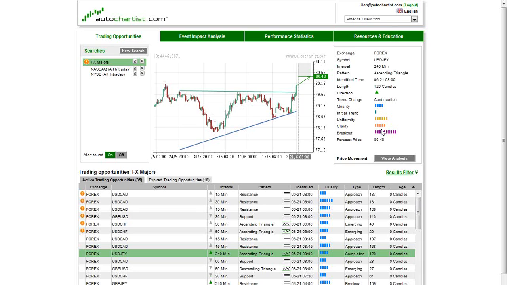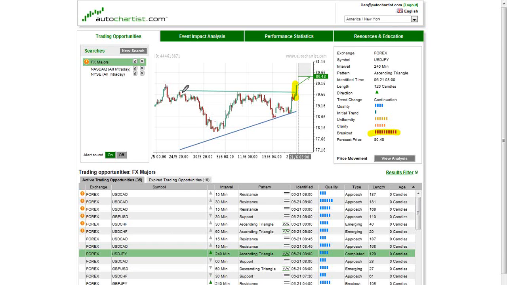The breakout quality indicator tells us how strong a breakout there was through the support or resistance level. So if you look at the breakout candle, which I'm highlighting on your screen right now, it was a very, very large breakout candle and very strong through the resistance level of this pattern. And that means that it gets quite a high rating, it was a very, very strong breakout.